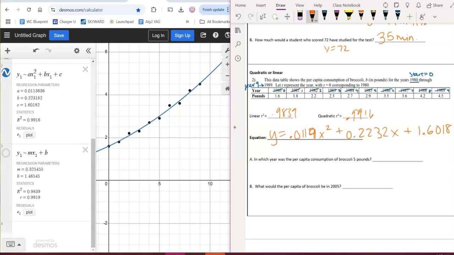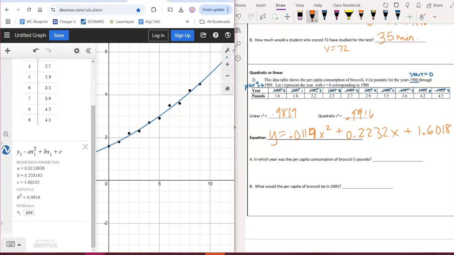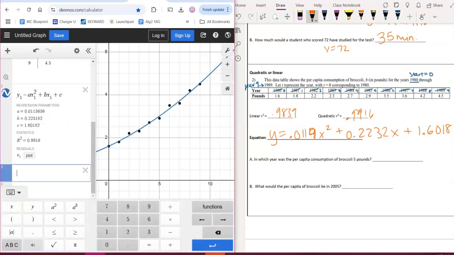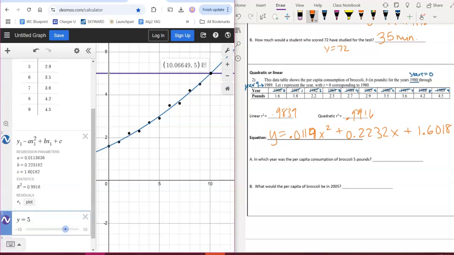In which year was the per capita consumption of broccoli 5 pounds? So then we'll go to our graph, and we're going to type in pounds. That was the y. So we're going to say y equals 5. Look at the point there. And it says 10 years. So this is when y equals 5.